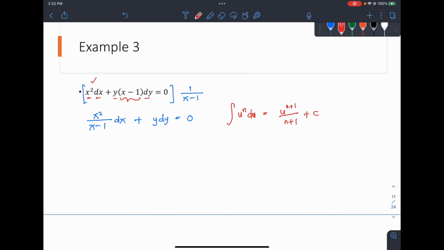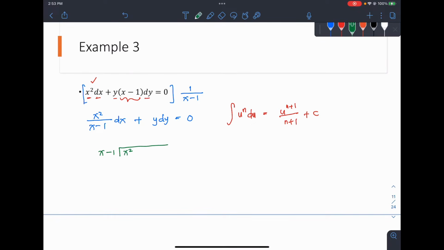But again, for rational functions that are improper in nature, we divide. So we make it proper first. We can do long division here. So x squared, then divide it with x minus 1.